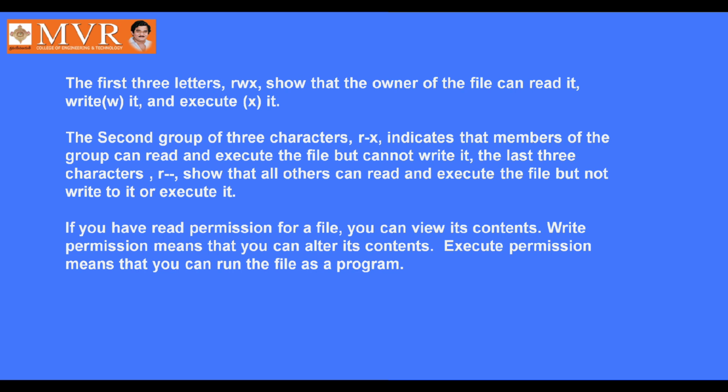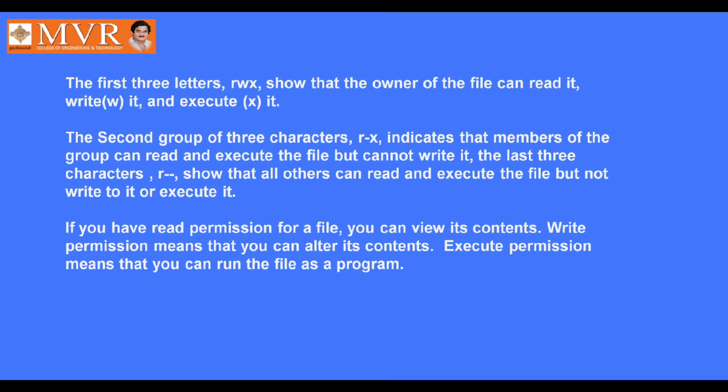The second group of 3 characters, r-x, indicates that members of the group can read and execute but cannot write into it. That means they don't have write permission. They can only read that file, or they can execute it. Similarly, the last 3 characters are r--, which means others have only read permission. They can only read the contents of the file, but they cannot write or execute it. That is the thing that has been shown in the previous slide.